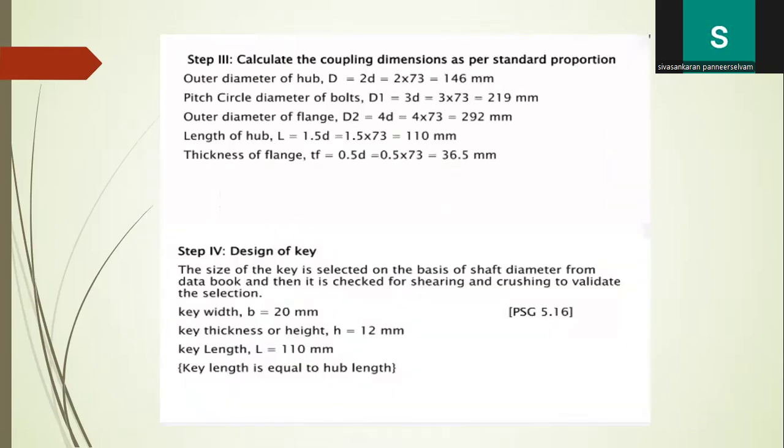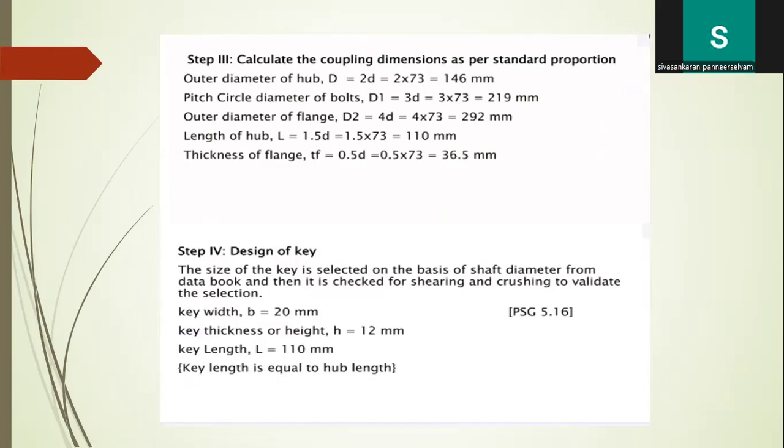Then calculate the coupling dimensions as per the standard proportion. What are the various dimensions of coupling? Outer diameter of the hub, pitch circle diameter of the bolt, outer diameter of the flange, thickness of the flange, length of the hub. So they have given the formula equation accordingly. So substitute the values in the corresponding equations and find out the eligible dimensions of all the parameters.